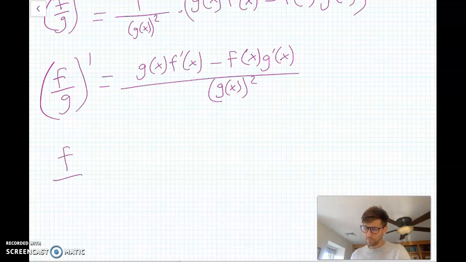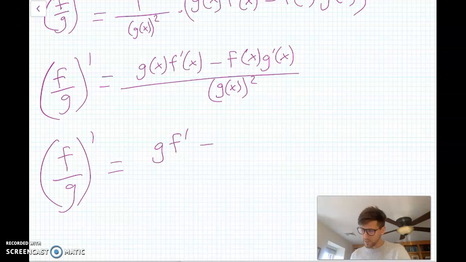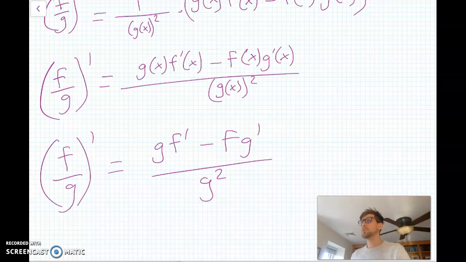Or, as may be most simply written, g f prime minus f g prime all over g squared. Bada bing, bada boom. And that is the quotient rule.